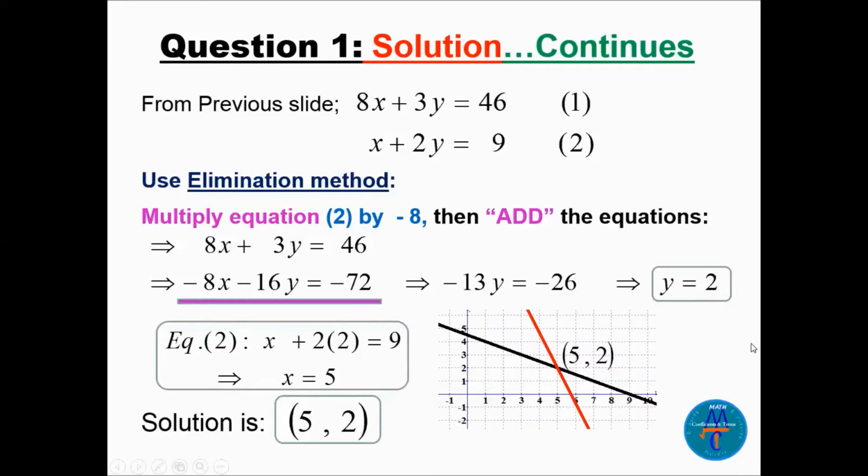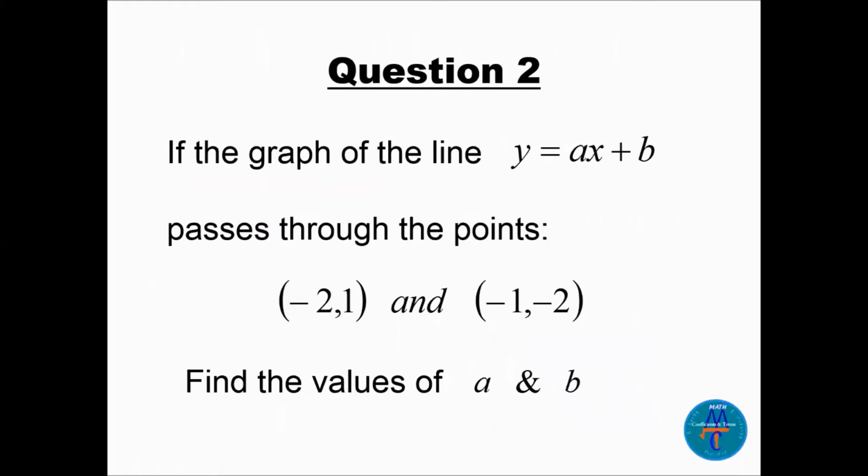That's the easy question. If we go to question number 2, just take a second, please, to read it. If the graph of the line y equals ax plus b passes through the points (minus 2, 1) and (minus 1, minus 2), find the values of a and b. This is considered an application on linear systems. In this question, I will present two methods to do it.